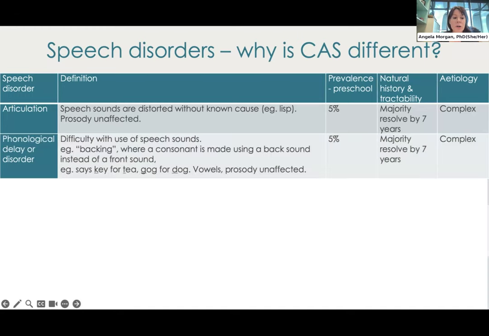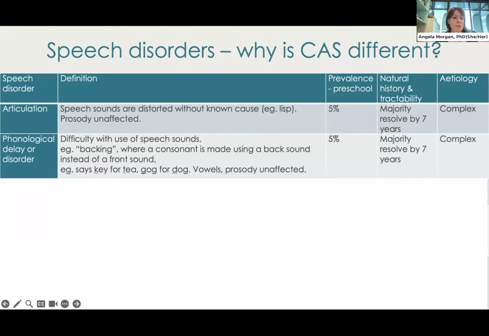We would see phonological delay or disorder as well in about 5% of preschool children. This is where children might be, again, substituting different sounds. They won't have vowel errors. And really, children are still quite intelligible. So with apraxia, with the inconsistency and the other features, as we know, it can be really hard for children to get their message across.